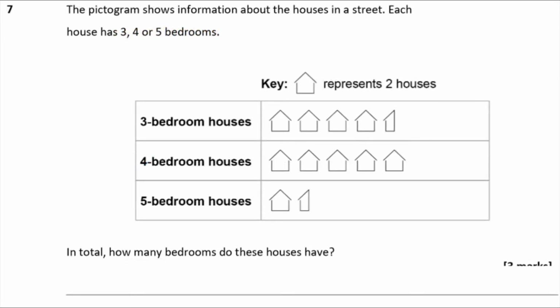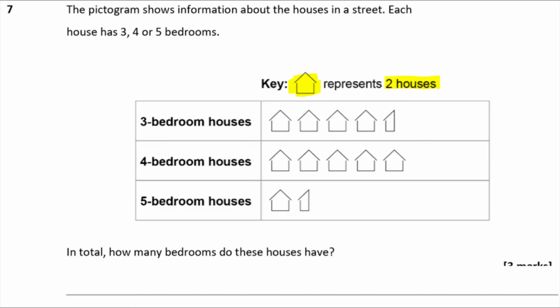The pictogram shows information about the houses in a street. Each house has 3, 4 or 5 bedrooms. And we've got a pictogram here, and we've been given a key at the top, and it says one little symbol like this, that's worth 2 houses. Okay, so if you have a look at 3-bedroomed houses, we've got 1, 2, 3, 4 houses and a half a house. So 4.5 houses.